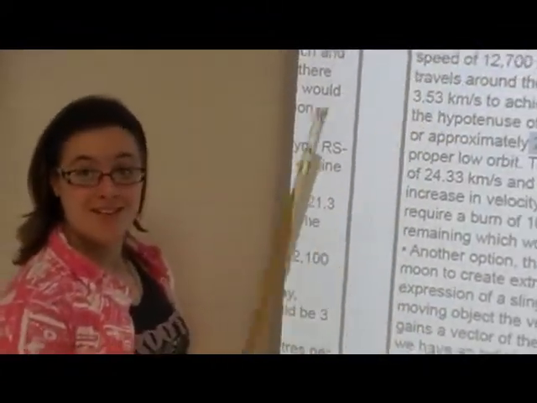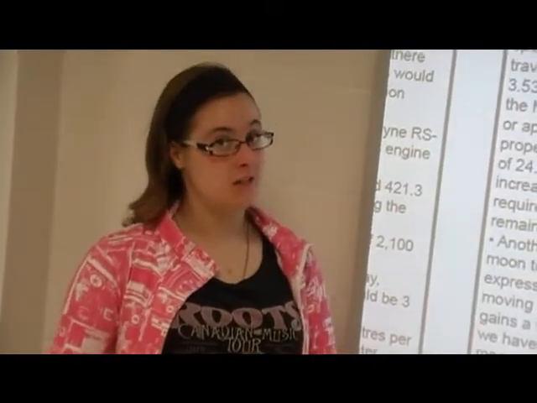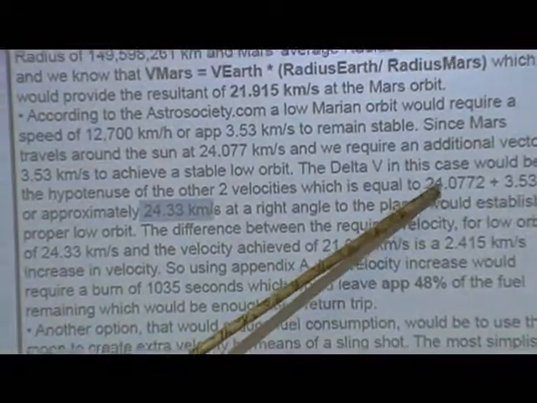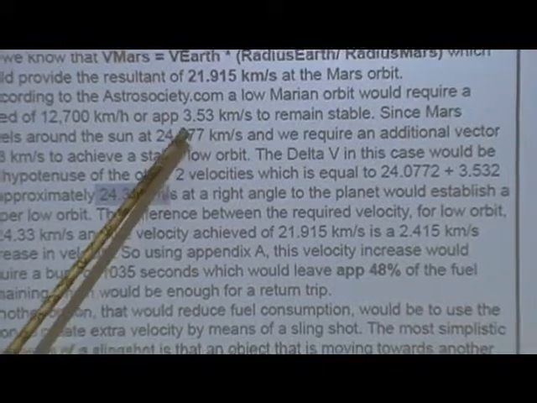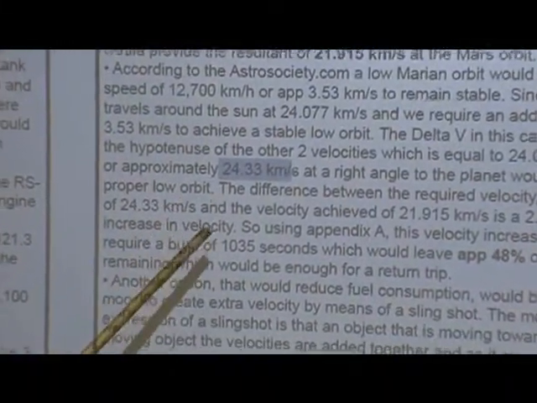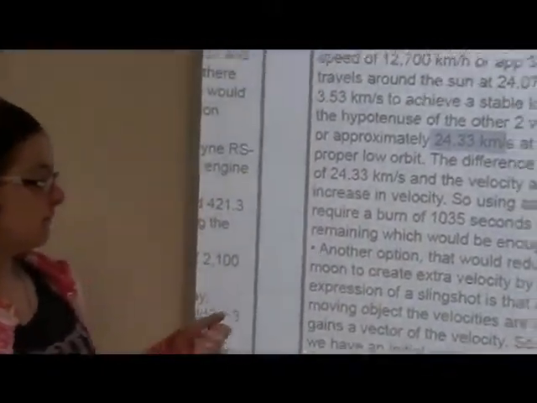So I did a vector addition like shown in my first video. If you haven't seen it, you should watch it. It's tons of fun. But anyway, I did a basic vector addition, taking the velocity Mars is traveling in its orbit and the velocity needed to remain in a stable Martian low orbit, and I was able to come up with that I need to be going approximately 24.33 kilometers per second.